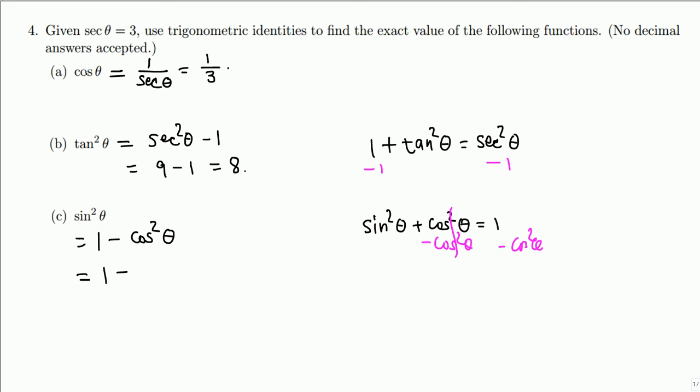We have cosine theta, reciprocal of secant, 1/3, so this is 1/3 squared, so 1/9, and 1 minus 1/9 is 8/9. 1 is 9/9 minus 1/9 is 8/9. Final.